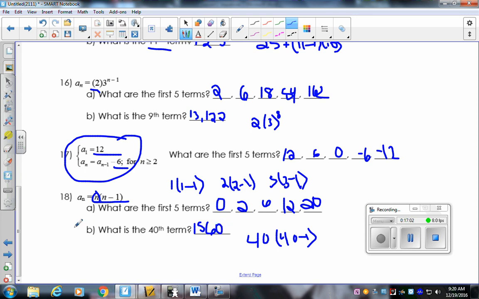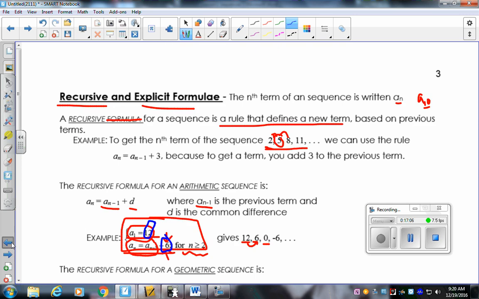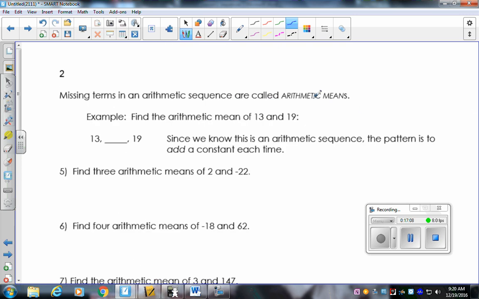All right, so let's continue on, and let's go ahead and do some more stuff. We're going to flip back to page 2 and find our means. All right, so it tells us missing terms in an arithmetic or geometric sequence are called arithmetic or geometric means. Okay, means meaning the middle.